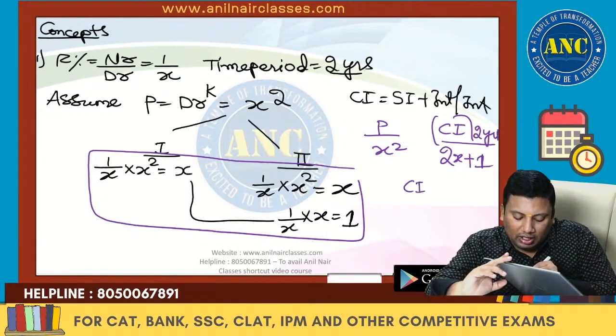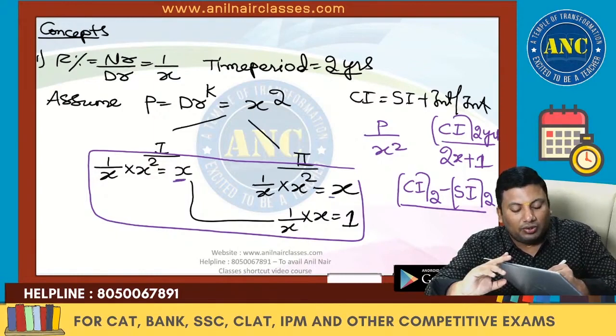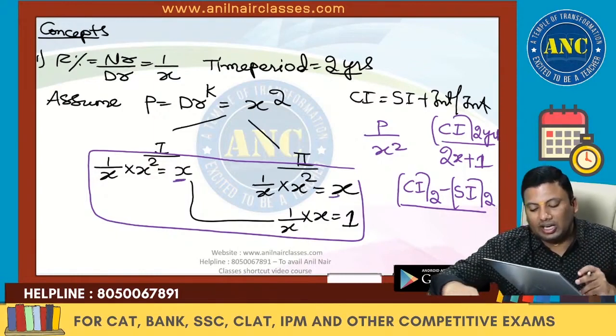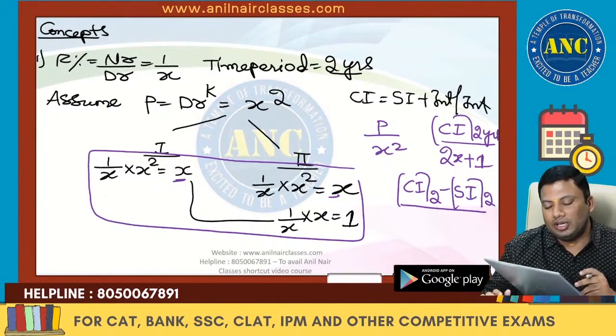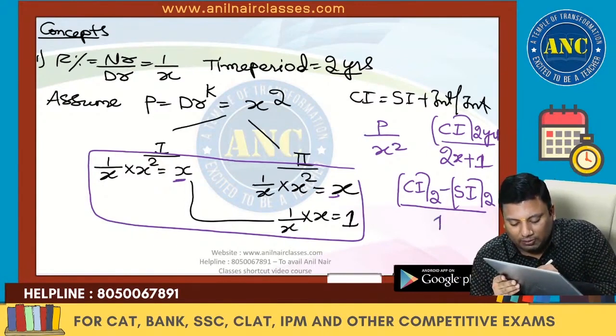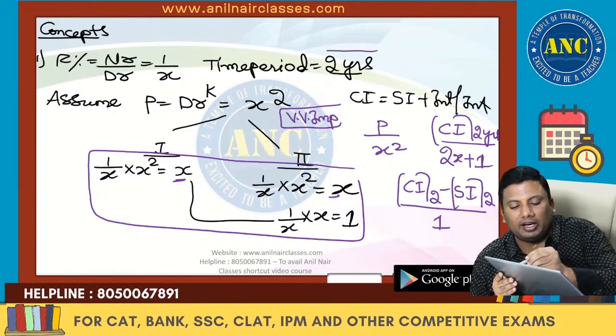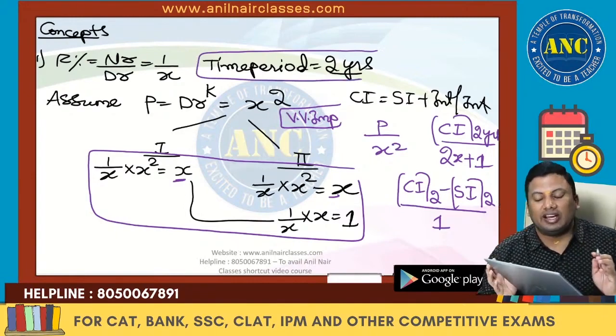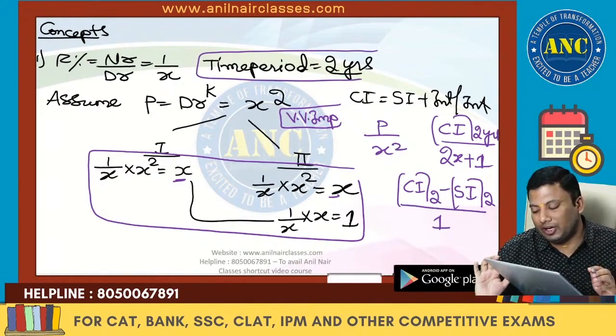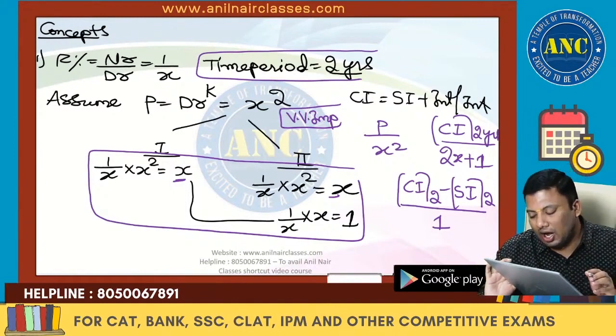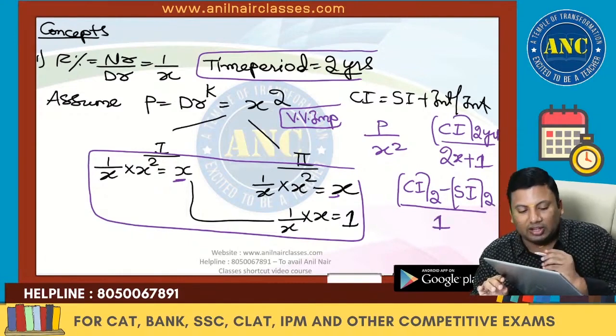Another important conclusion, compound interest for 2 years minus simple interest for 2 years. Simple interest for 2 years is x plus x, 2x. Total compound interest for 2 years is 2x plus 1, so the difference is nothing but 1. Please make a note of these very, very important concepts, sir. For time period 2 years, if the principal is x square, compound interest for 2 years is 2x plus 1. Compound interest for 2 minus simple interest for 2, the value is nothing but 1.